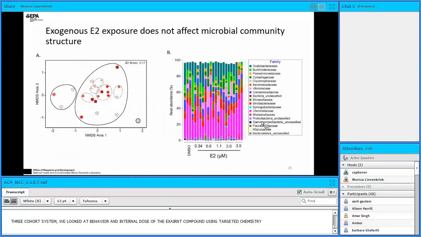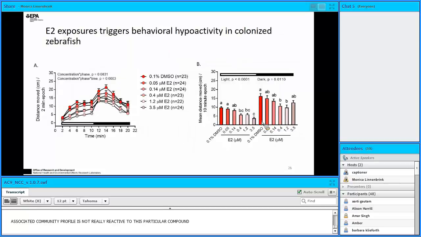So the first thing I'll show is that exogenous estradiol exposure did not affect microbial community structure. There's really no pattern to this NMDS plot on the left or the stacked bar graph on the right. And this might be expected when you consider that this is an endogenous hormone, so it is a bit reassuring that the host-associated community profile is not really reactive to this particular compound. However, when you look at behavior in just colonized animals, we observed that increasing concentrations of exogenous estradiol produced hypoactivity in both the light and the dark period. So this is the phenotype that we started to get interested in.